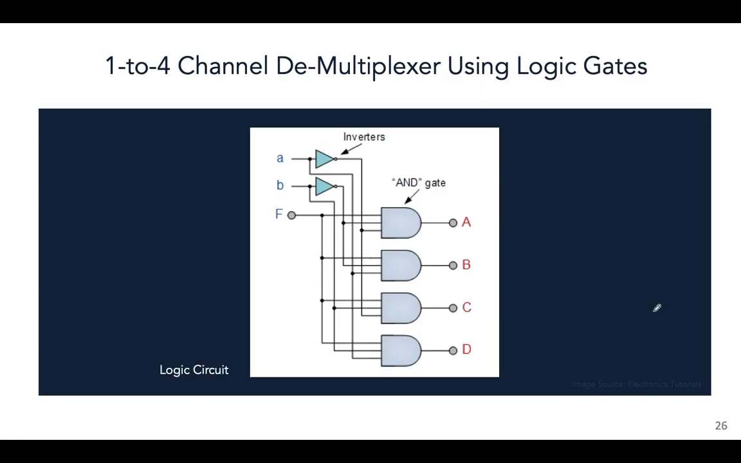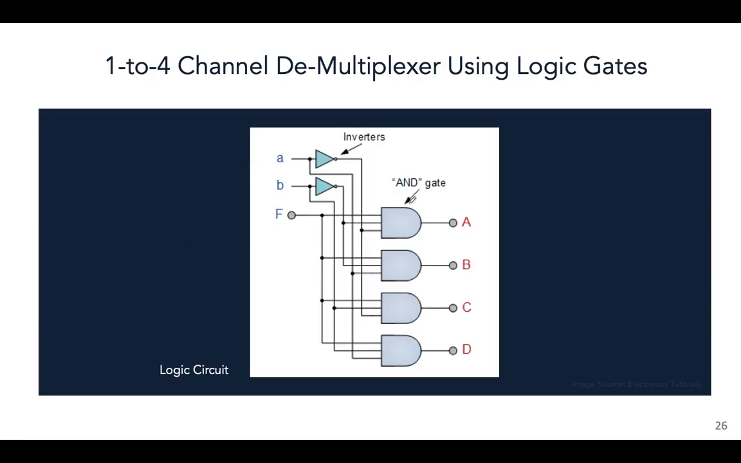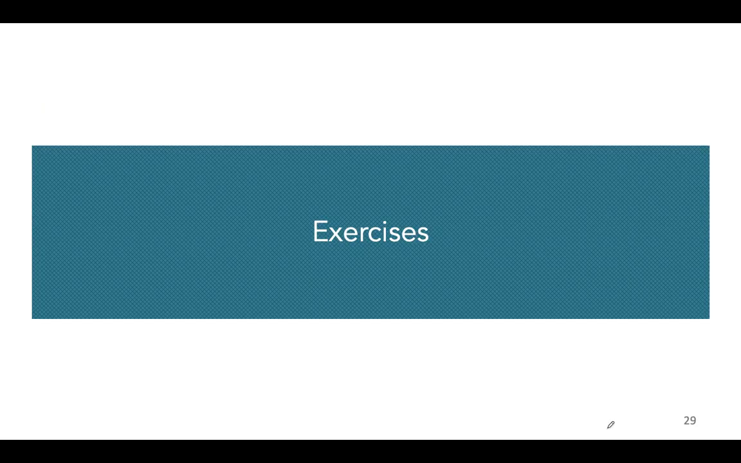All right, and this is the logic circuit for this demultiplexer. You can see again we have AND gates, we have the select lines connected through inverters, we have a single input, and the point is to decide which of these outputs is going to get this single input, and that is decided by the value of A and B according to this truth table.